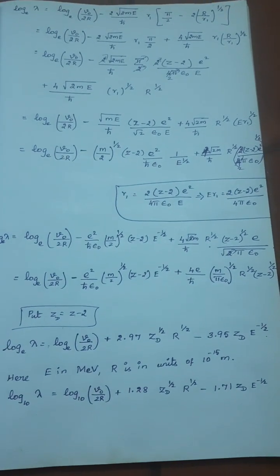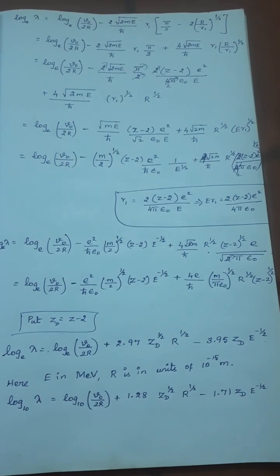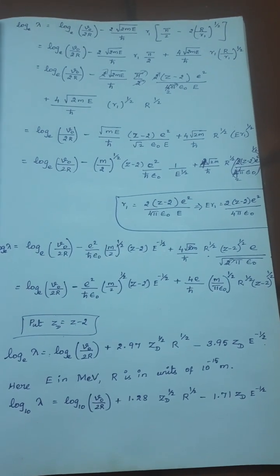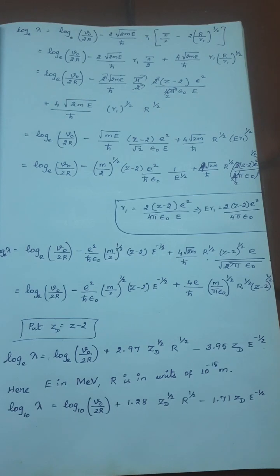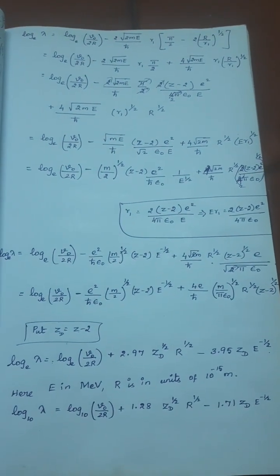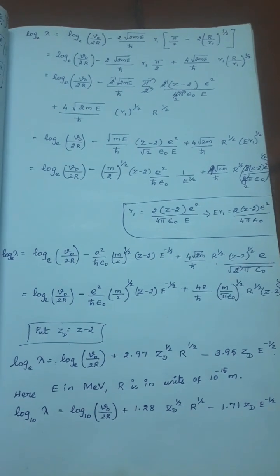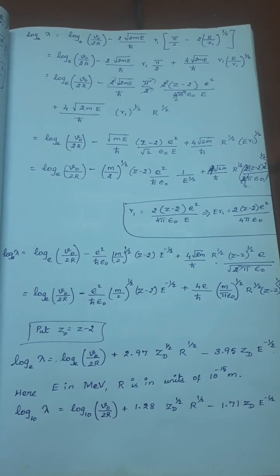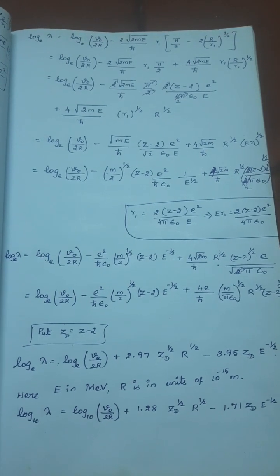Z minus 2 into E square divided by 4 pi epsilon naught R. In the same way here, Q is equal to 2 into Z minus 2 E square divided by 4 pi epsilon naught A. So the value of A is simply 69.8 Fermi for lead. Okay.